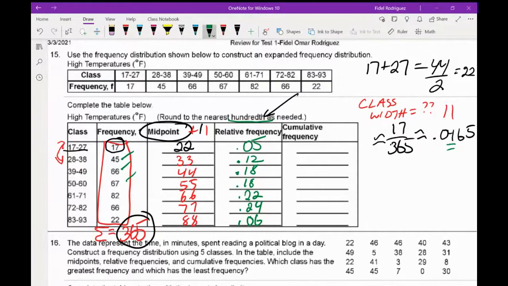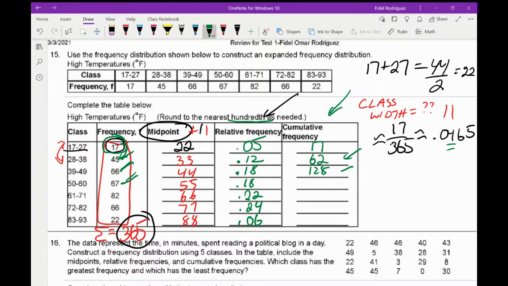All right, now we're going to find our cumulative frequency. So the way I'm going to find my cumulative frequency, whatever number I have here is going to be the same number that I got right there. Now, this next number, we're going to start adding. We're going to add 17 and 45. So 17 plus 45 is 62. Then I'm going to add the next one. Plus 66 is 128.